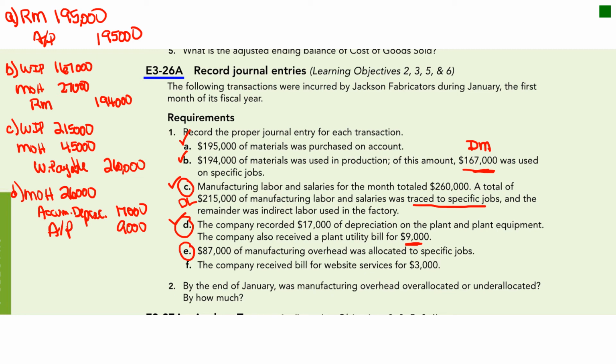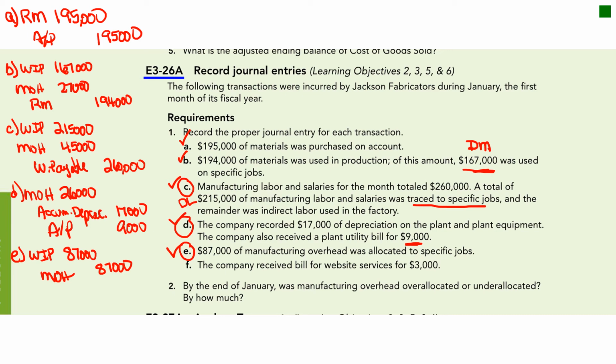Letter E, they go ahead and just tell you the overhead allocation. They've already done the rate and did the allocation, so you just have to do the recording. You don't have to worry about calculating an overhead rate there. You just have to do the journal entry. So allocated overhead goes to WIP. We're going to debit work in process for 87,000, and we're going to credit the manufacturing overhead for 87,000. So that would take care of letter E.